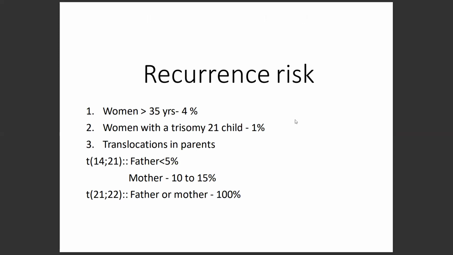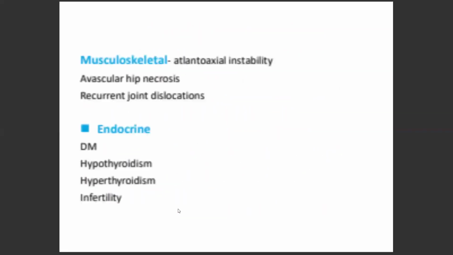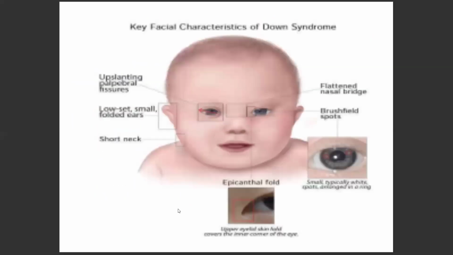This is the data showing the recurrence risk. If the woman is older than 35 years, there will be a 4% chance of recurrence in the next pregnancy. If a woman already has a trisomy 21 child, there will be a 1% chance of recurrence in the next pregnancy. If it is a translocation in the parent, with translocation 14-21, the father's risk is less than 5% and the mother has a risk of 10 to 15% for future pregnancy. And if the translocation is 21-22, the chance in the father or mother is about 100%. So that is all about Down syndrome.